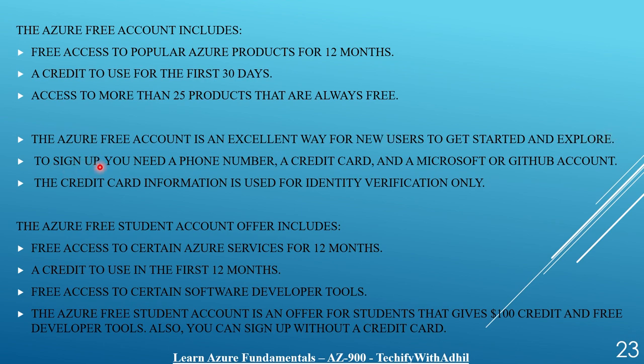So to sign up, you need a phone number, credit card, and Microsoft or GitHub account. You just need a phone number, and it will give you an OTP. Then the credit card is just for verification purposes. It will just charge like $1, then it will be refunded back, just to verify the person is genuine, not a computer or something. Then you need a Microsoft or GitHub account, like a normal Hotmail or Outlook account. A free account will do.